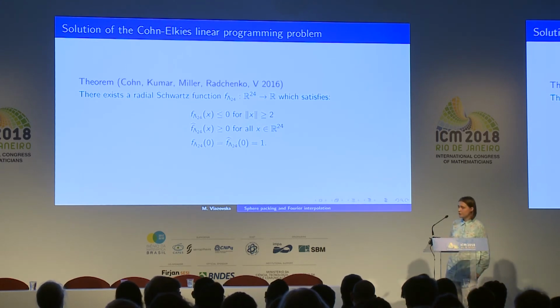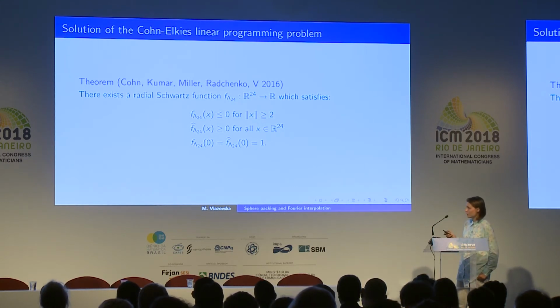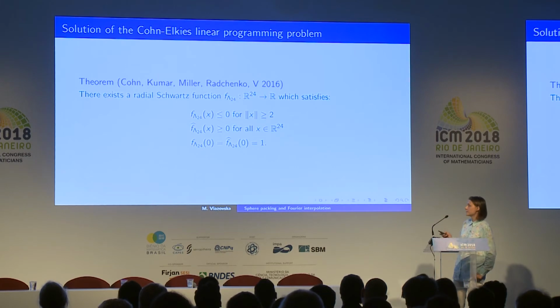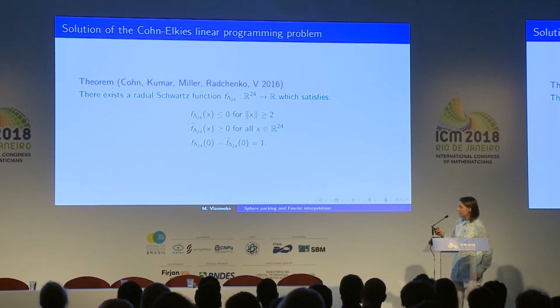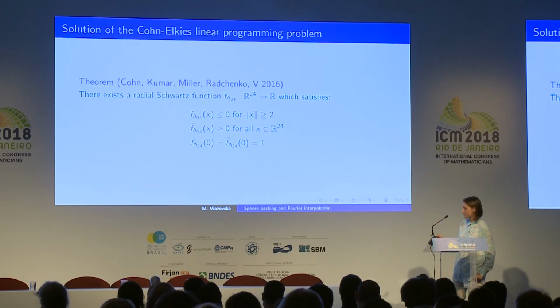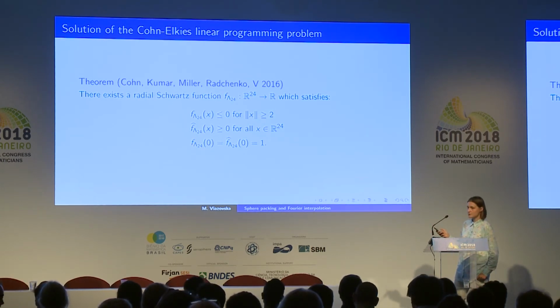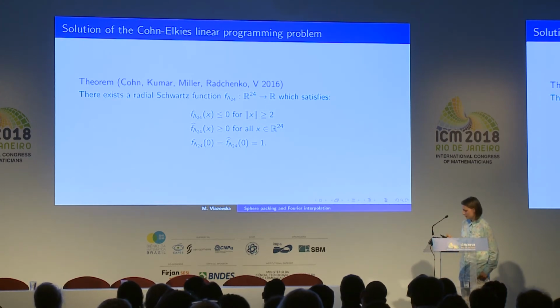And also a similar result was obtained for dimension 24 in collaboration with Cohn, Kumar, Miller, and Radchenko. So what we proved together is that there exists a radial Schwartz function of 24 variables, which satisfies all these conditions. And here the optimal choice of R0 would be 2, because this is the minimal distance between points in the Leech lattice.